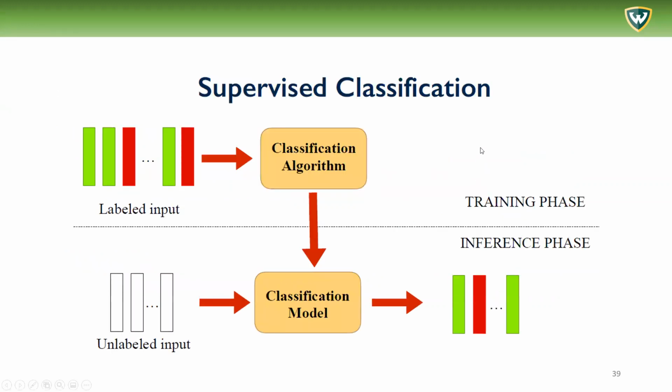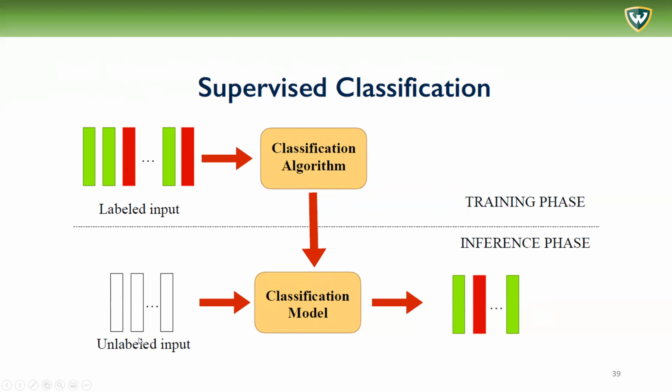So in supervised classification, what usually happens is we'll have a labeled input, a set of documents that are already labeled, maybe by a human, or somehow we know they are correctly labeled, and then they are fed into a classification algorithm. There are many of them. We won't get into detail here, but there are many classification algorithms. This is the training phase. Then this classification algorithm with the labeled input builds a classification model.